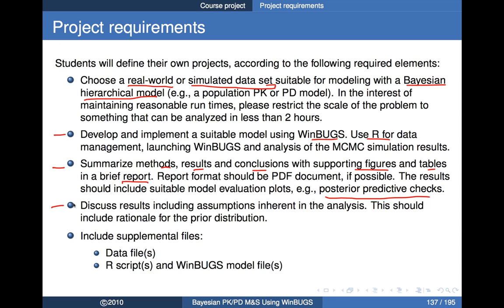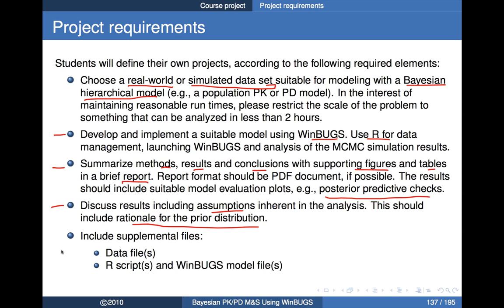You should discuss the results, and part of that discussion should include a discussion of the assumptions that are inherent in your analysis. And one particular thing I mentioned, because it is unique to the Bayesian framework, is include some discussion of the rationale for your prior distribution that you've used in your model.